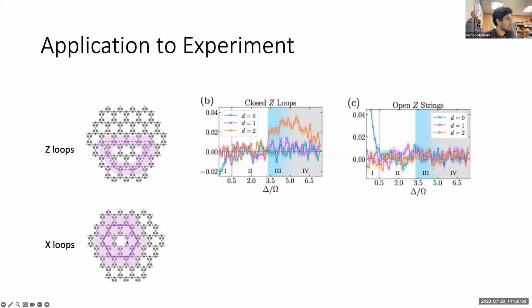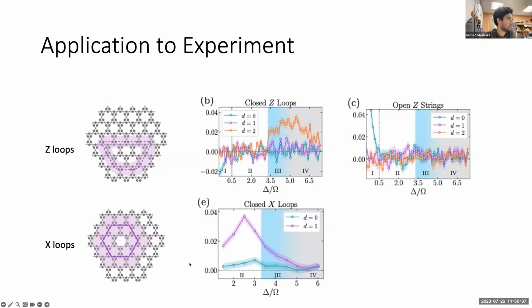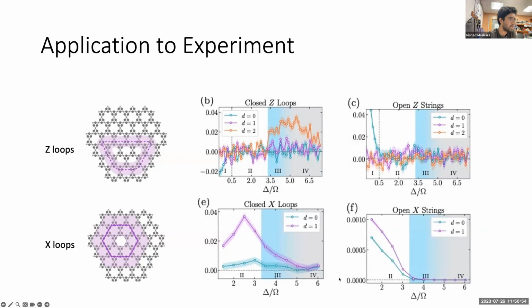We also apply the procedure to the X loops, and this is the X loop we picked. And there we saw large amplification of the closed X loops in region 2 and also in region 3. However, here we saw amplification in region 4, but when we look at the X loops, we don't see amplification in region 4. When we also apply the procedure to the open strings, we see that the signal gets amplified in region 2, but doesn't get amplified as much in region 3.